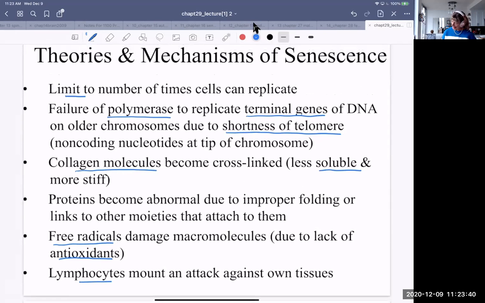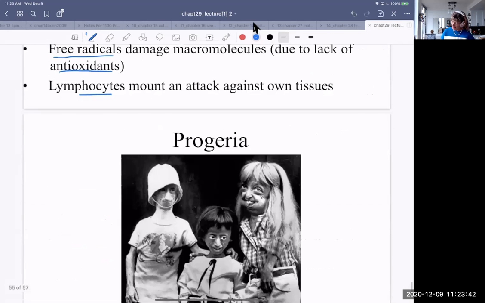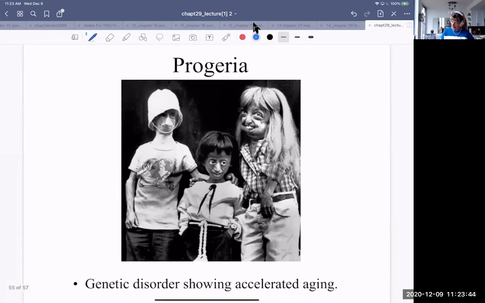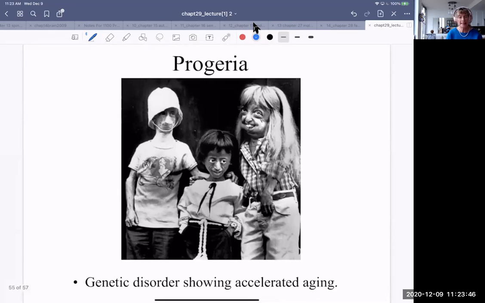So aging can be accelerated. Progeria is a genetic disorder that results in accelerated aging.